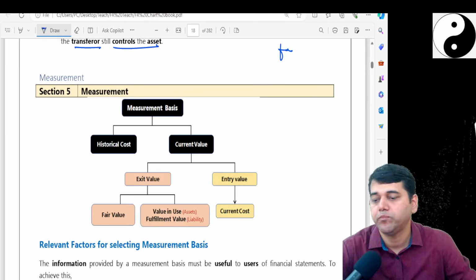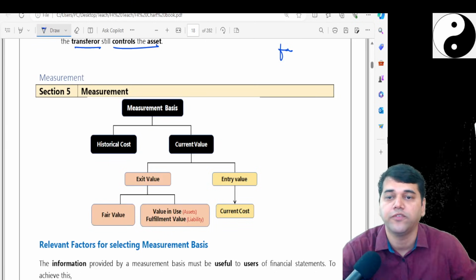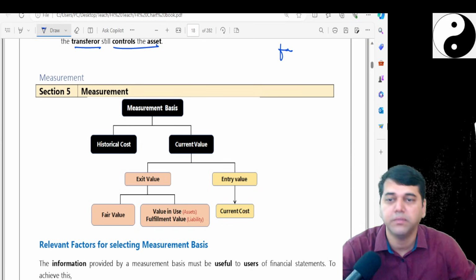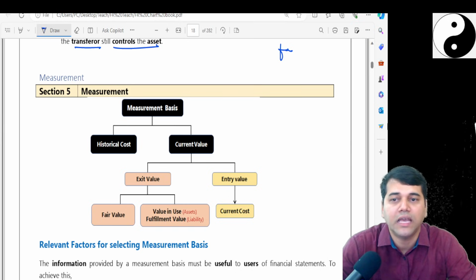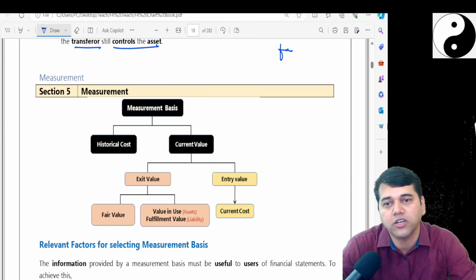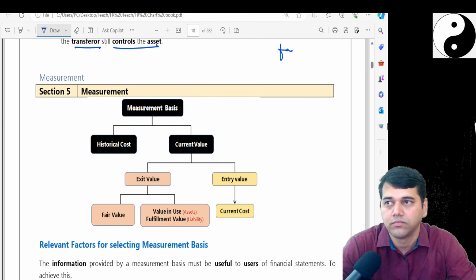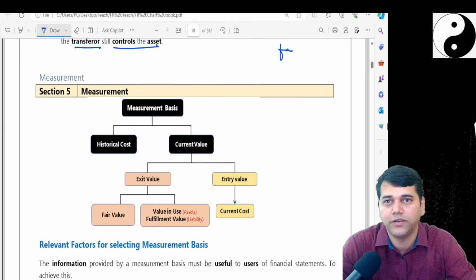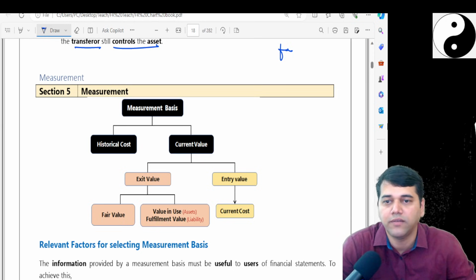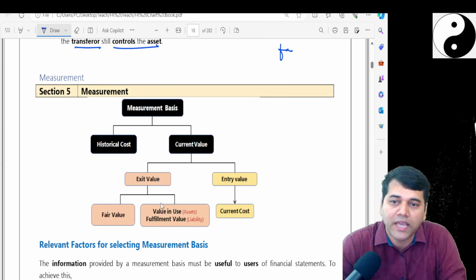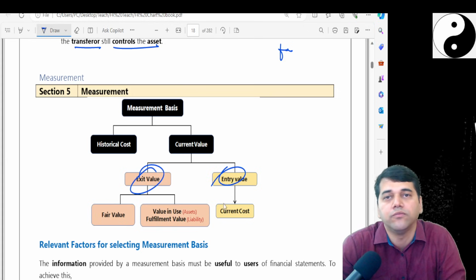Next, we'll see the measurement principles of the conceptual framework. What does the conceptual framework talk about regarding measurement? It says that you can measure anything at a historical cost or its current value. That we discussed, any asset in the world, either cost or current value. Now, the current value can be an exit value or entry value.